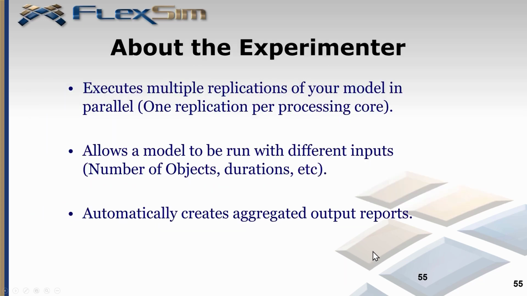Okay, what does the experimenter do? Well, it executes multiple replications of your model in parallel, 1 replication per processing core. If you have an 8-core machine, it'll execute 8 replications in parallel. Each replication, which will be a run of the simulation model for a length of time, will then report back its results at the end of its run. It also allows a model to be run with different inputs or variables, like number of objects, or change the cycle time duration or something like that in the experiment. We call those scenarios. It automatically creates aggregated output reports.